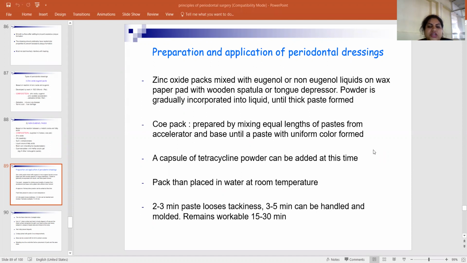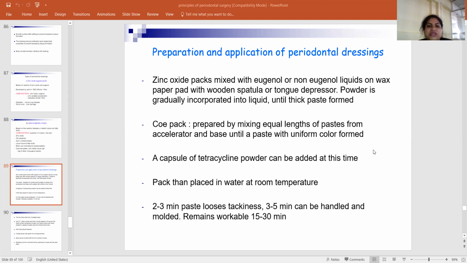Co-Pak is prepared by mixing equal lengths of paste from the accelerator and base until a paste with uniform color forms. A capsule of tetracycline powder can be added at this time. The pack is then placed in water at room temperature for 2 to 3 minutes. After 2 to 3 minutes the paste loses its stickiness, and at 3 to 5 minutes it can be handled and modeled, and it remains workable for 15 to 30 minutes.